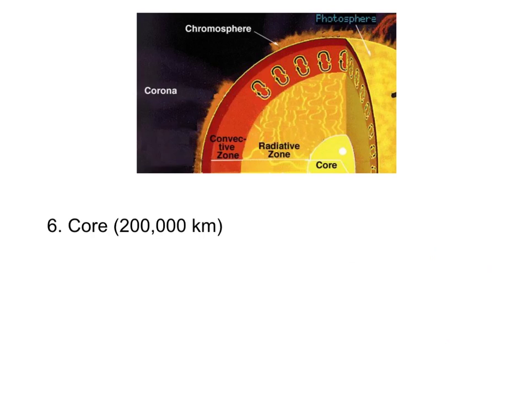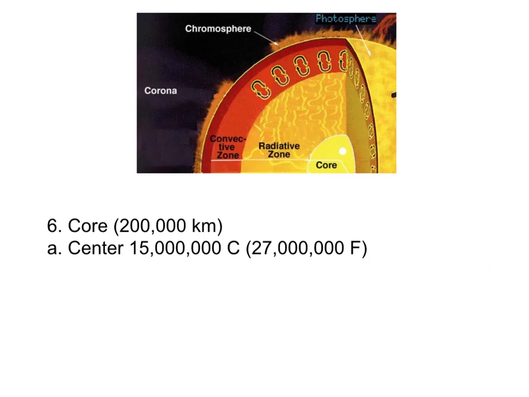The final area is the center of the Sun, which, just like the Earth, we call the core. As you might imagine, the center of the Sun is considered to be extremely hot, so hot that it's believed to be 15 million degrees Celsius, which equals out to about 27 million degrees Fahrenheit. This, as one might guess, is the source of the Sun's energy.